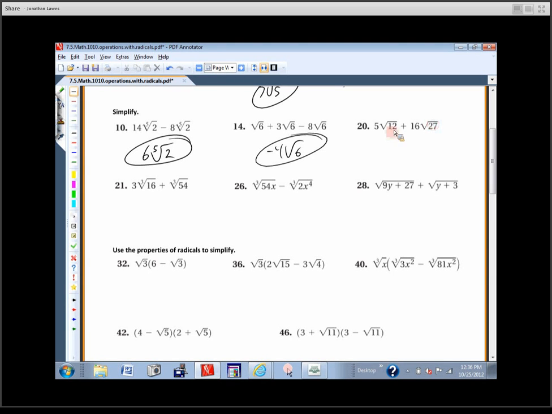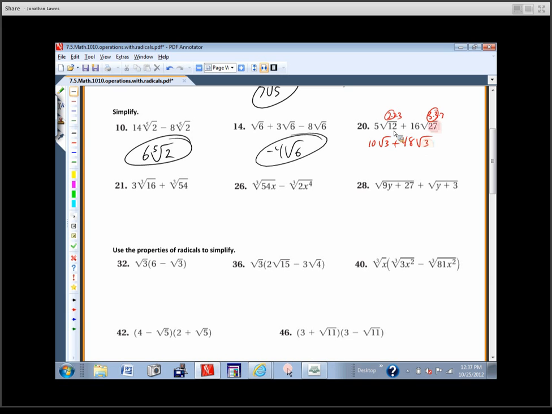Remember, this is going to be 2 times 2 times 3. So if I take a pair of 2's out, that's going to be 10 radical 3. This is 3 times 3 times 3. Pair of 3, so if I take that out, I'd have a 3 and a 16 on the outside. That's a 48 when I multiply. And then that's the square root of 3.